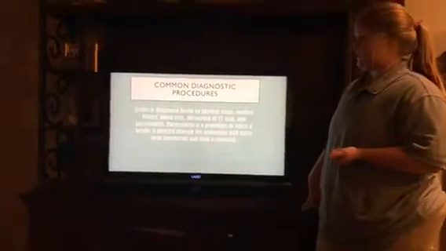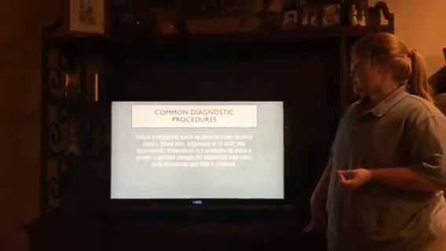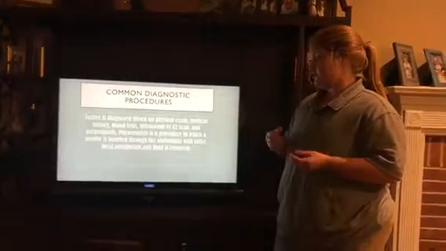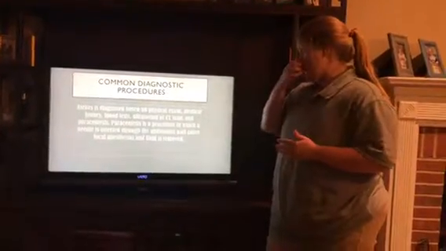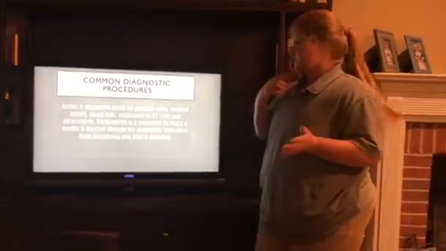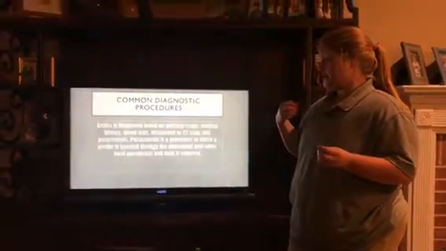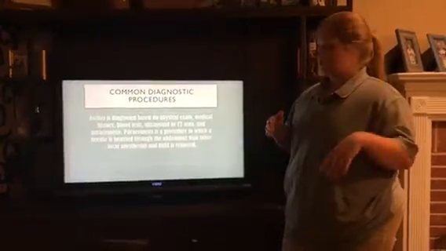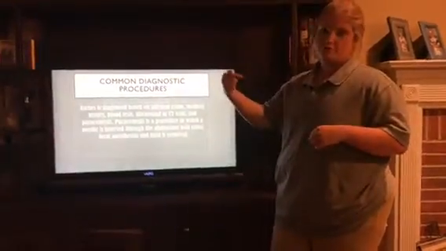So some common diagnostic procedures. It's usually based on physical exam, medical history, blood tests, ultrasound, or CT scan to see the fluid. And paracentesis, which is a procedure where they insert a needle through your stomach wall after local anesthesia and get the fluid removed.